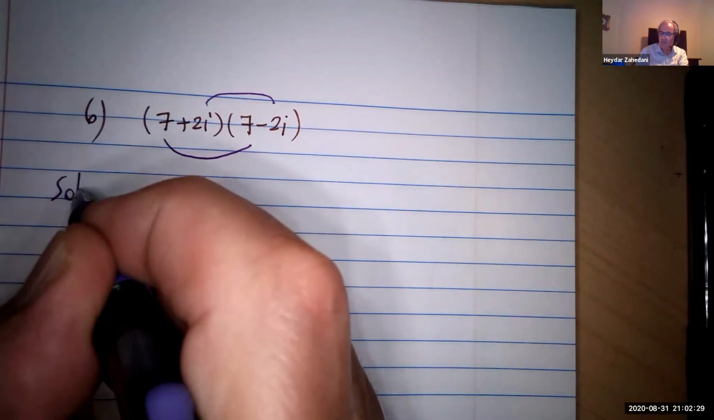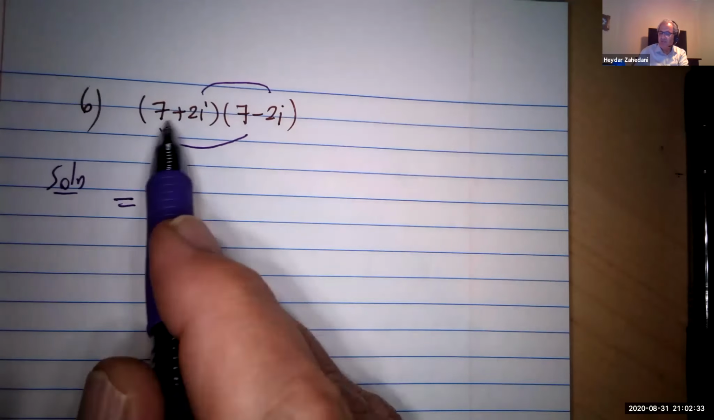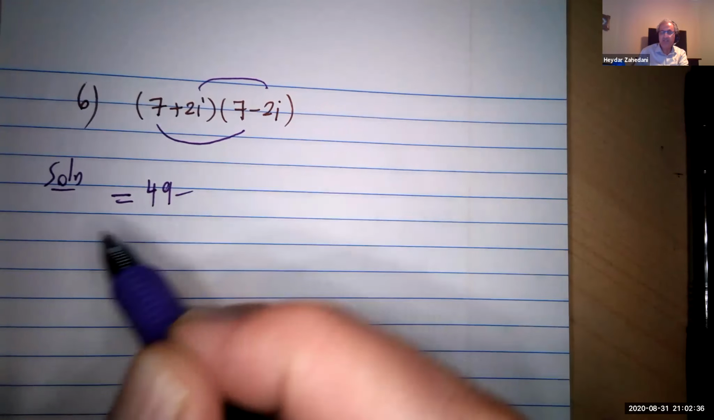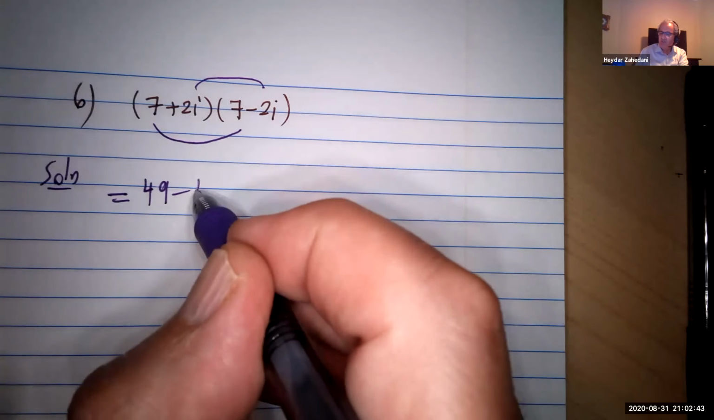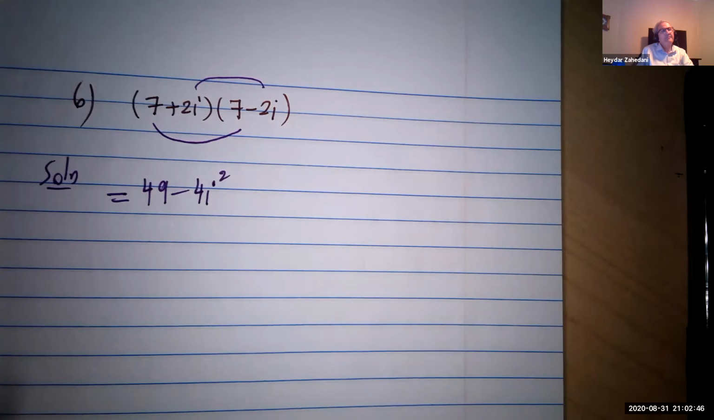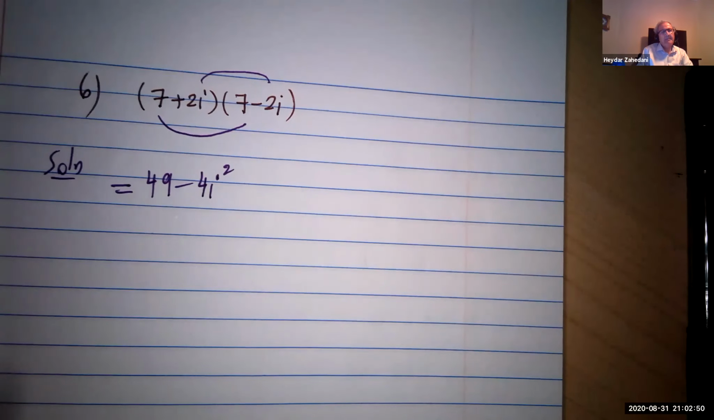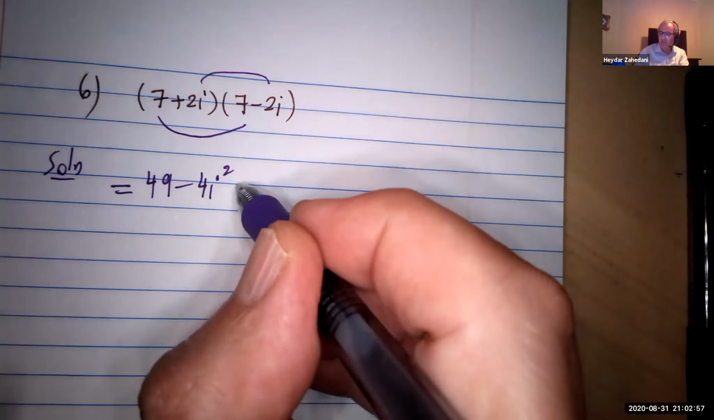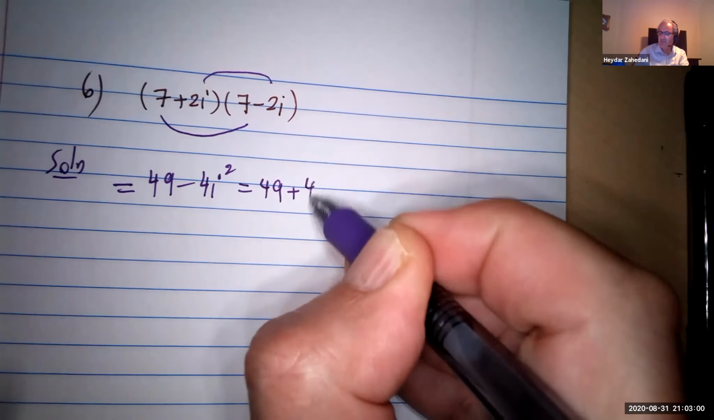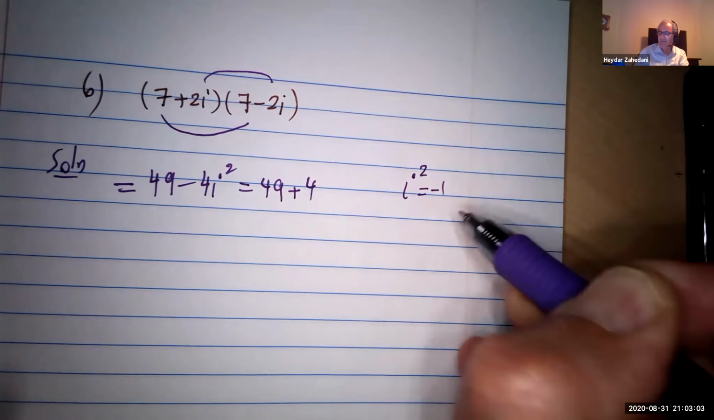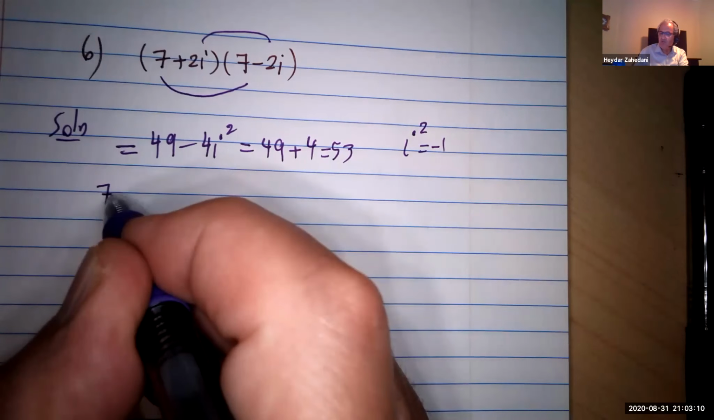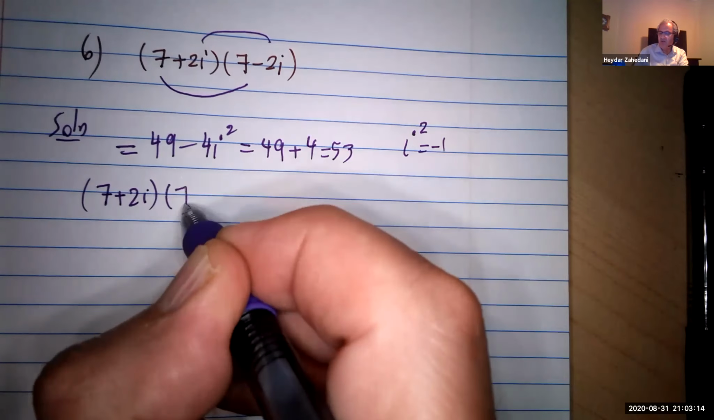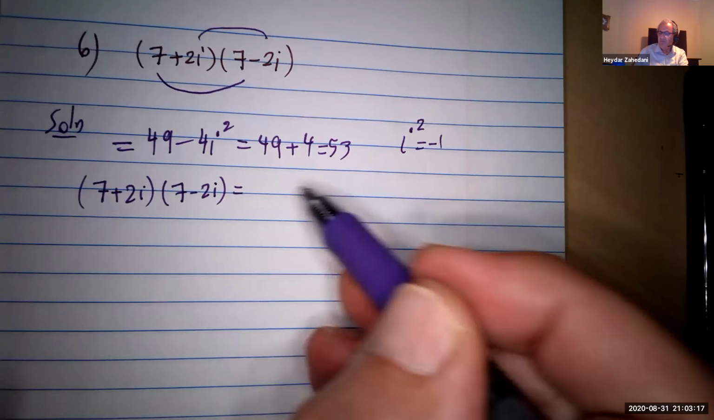The solution is equal to 7 times 7 would be 49, minus 2i times 2i. 2 times 2 would be 4, so that gives you 4i squared. But i squared is a negative 1, so this is going to be 49 plus 4. Again, we remind you that i squared is a negative 1. So that gives you 53, which is quite interesting because you multiply two complex numbers, but you get the real one. It's the one that we're going to use when you want to divide.